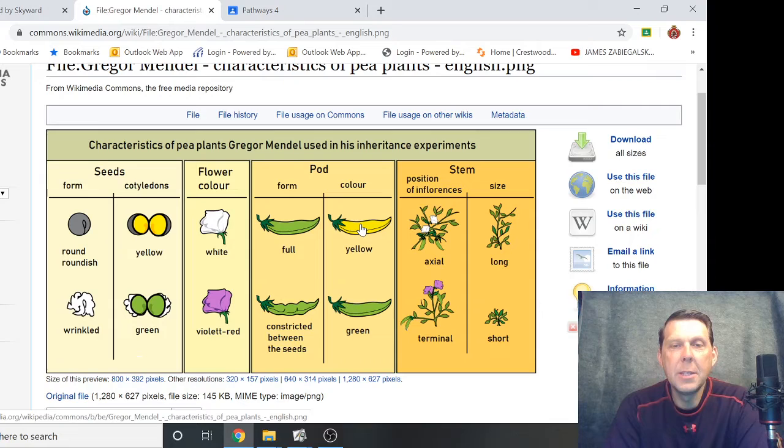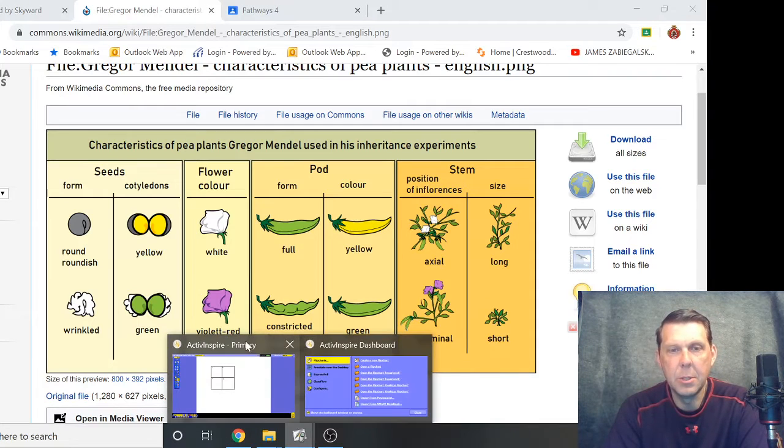Because when Mendel crossed his pea plants, he would notice that most of the time he would get green, but some of the time he would get yellow. So he's like, let's see what's going on here.